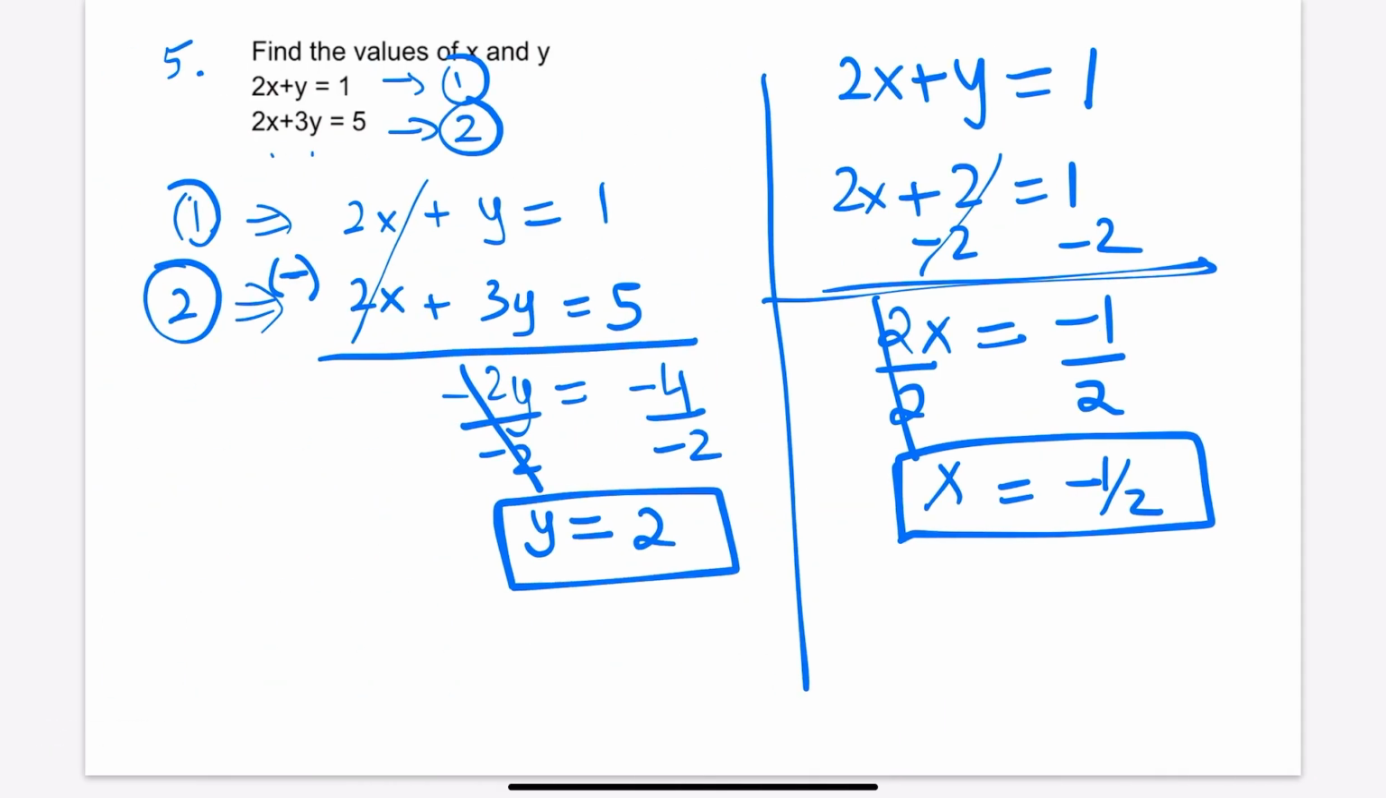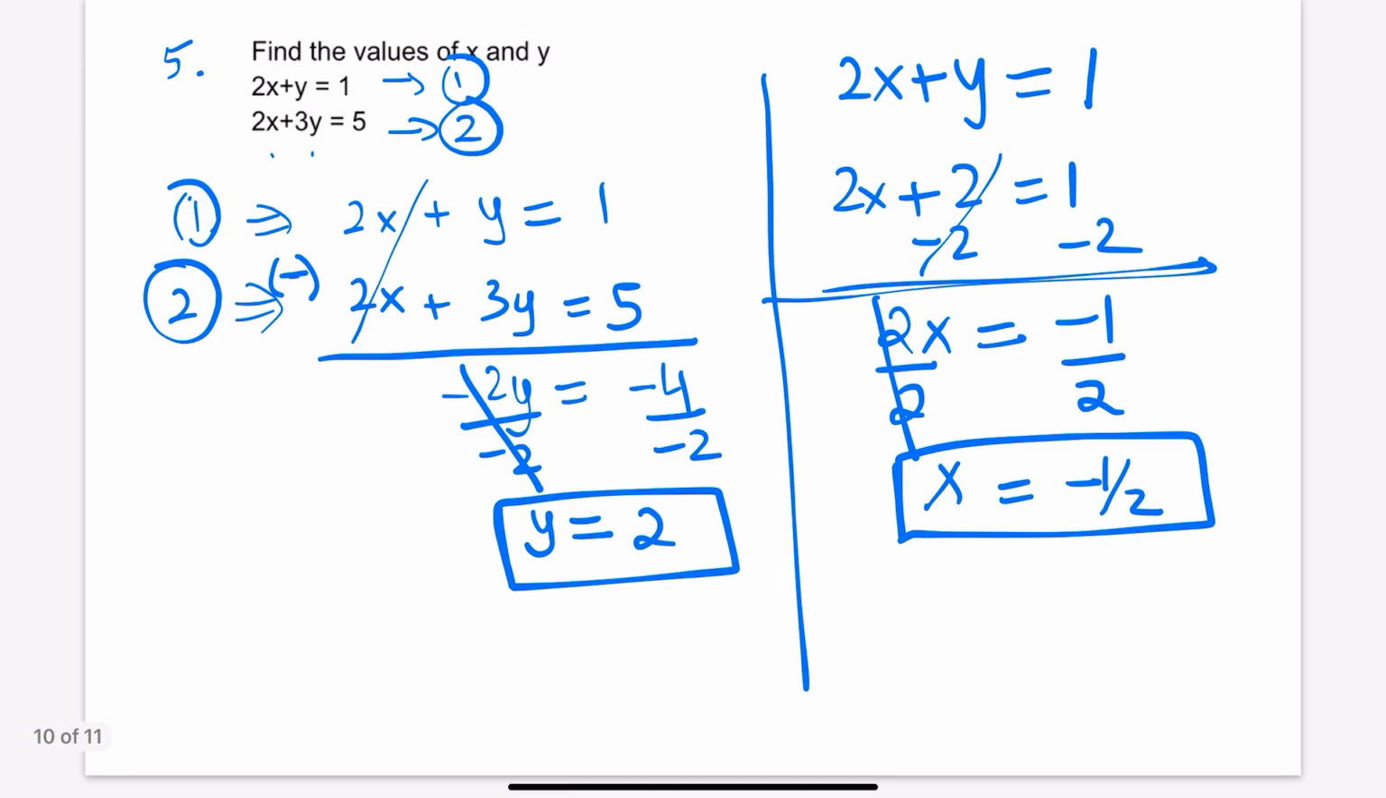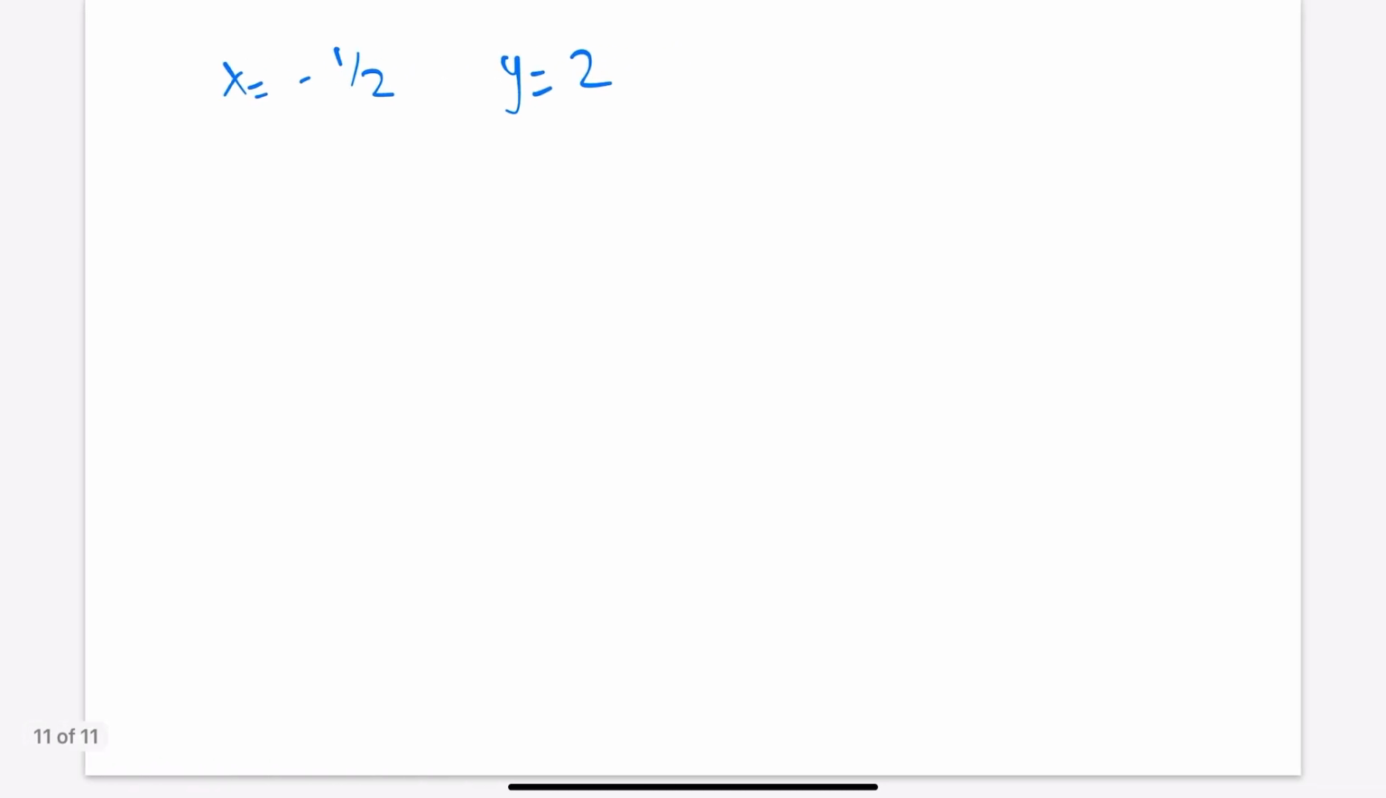I would just want to say that there may be another flavor of the answer choices. I just thought about it. So in this problem, we got x as negative half and y as 2. These are the two lines. Each equation in the system of equations is a linear equation by itself, so it represents a line.